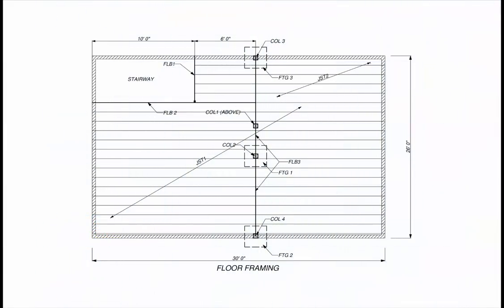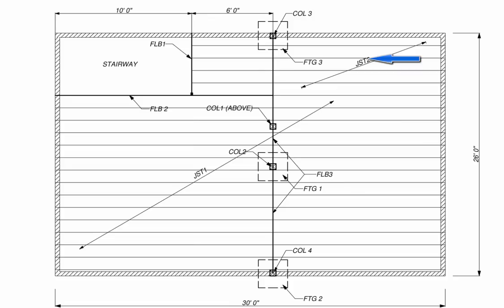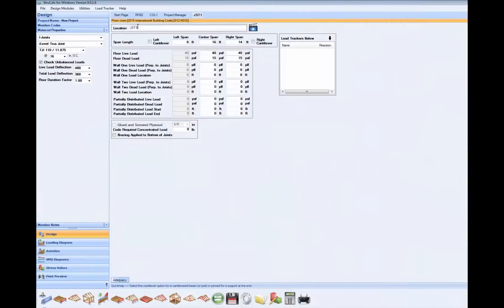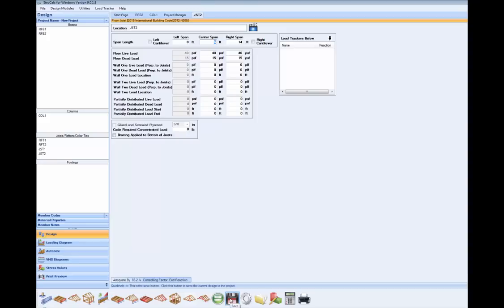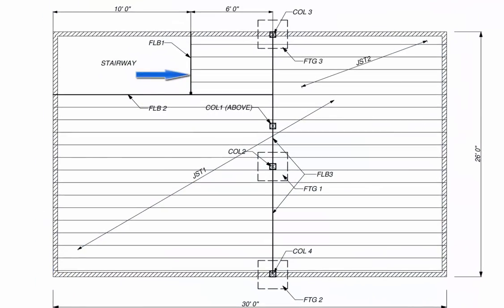Joist section JST2 also runs over FLB3, but stops at a crossbeam over the stair opening. We can take the JST1 design, change the location to JST2, and modify the center span to 6 feet. Hit Calculate, and find that the same joists are adequate. We will save this analysis. Now we will size the floor beams. We will first design the crossbeam for the stair opening. It has a span of 8 feet and supports the end reaction of JST2.